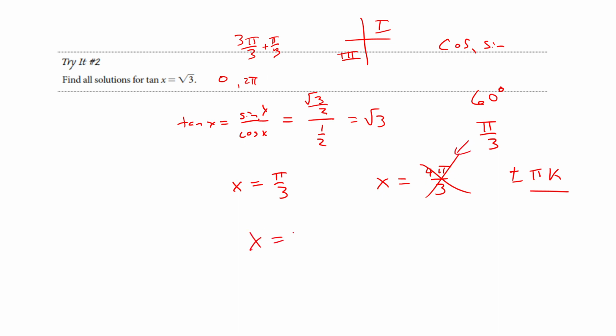So I hope what I'm saying makes sense. It is true that pi over 3 and 4 pi over 3 both solve this equation. But because it didn't say anything about one trip around, I don't really need to say this again because I have to add this on. And this covers 4 pi over 3 and every other possibility.